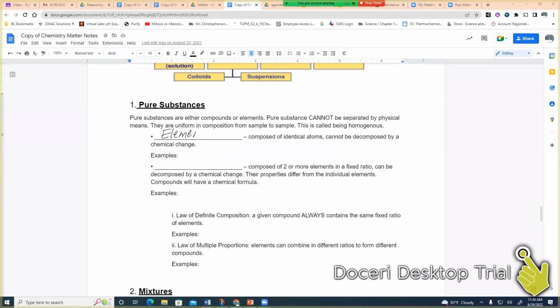Elements. These are composed of identical atoms. They cannot be decomposed by just a chemical change. An example of that would be iron, or its symbol Fe, carbon, anything off the periodic table.